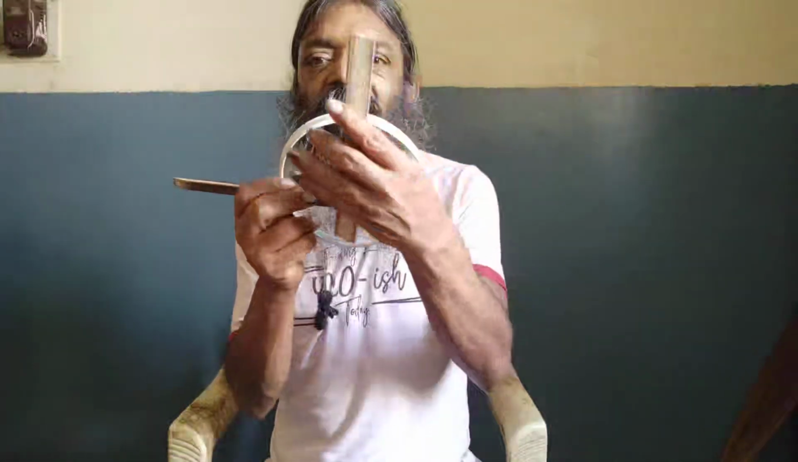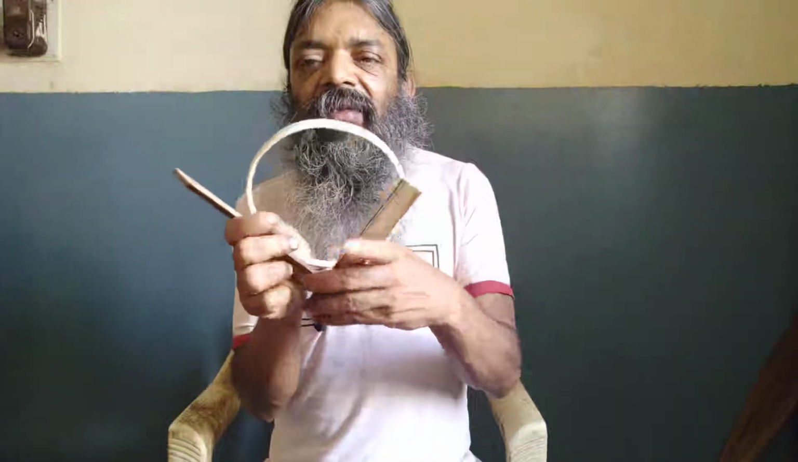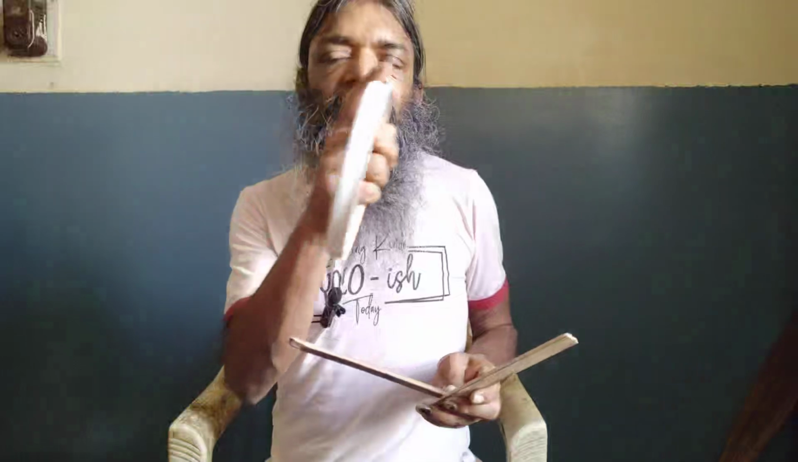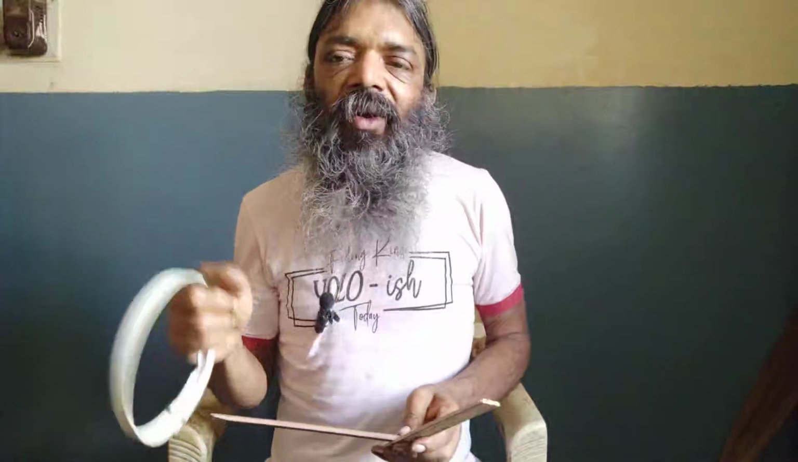If this is a circle, this is the x-axis and this is the y-axis, what is the circumference of the circle? Then we will take the theta-r plane separately. This is called parameterization. What is parameterization?